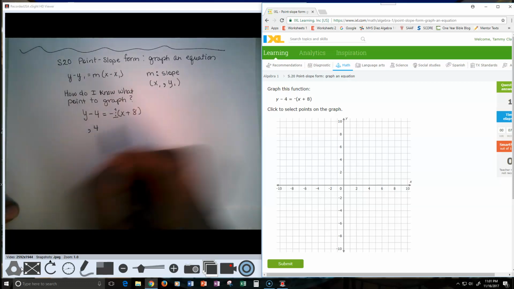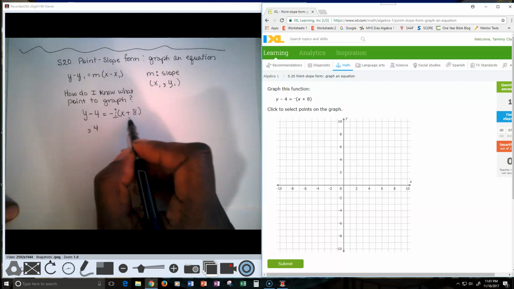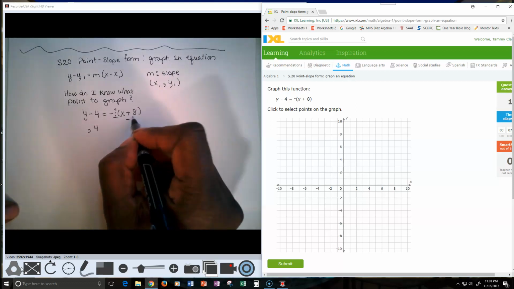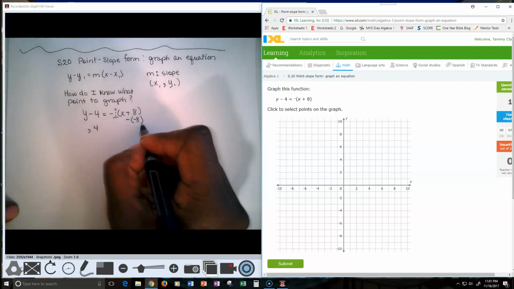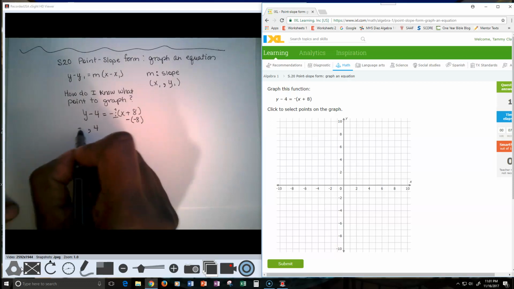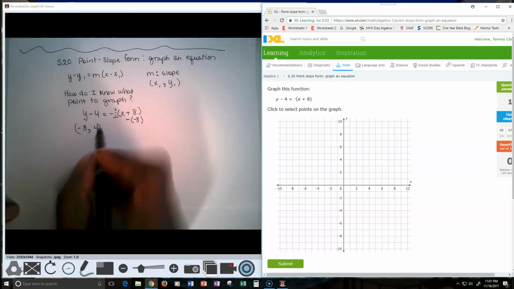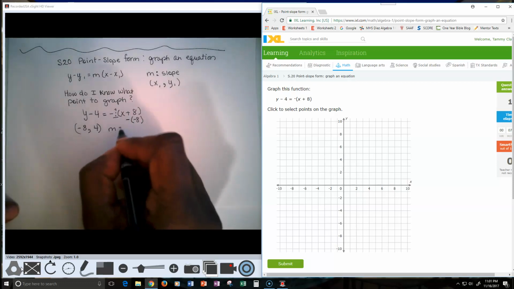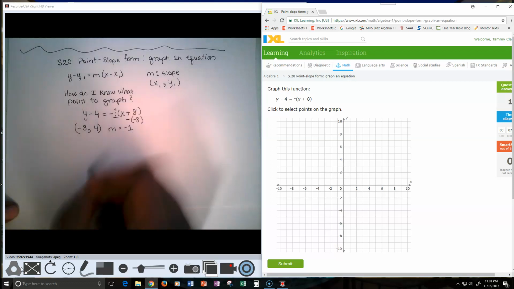Now, if we look here, the only reason we got this plus sign is because this had to start out as minus negative 8. So our x would be negative 8. So our point is negative 8, 4. And our slope in this equation is negative 1.